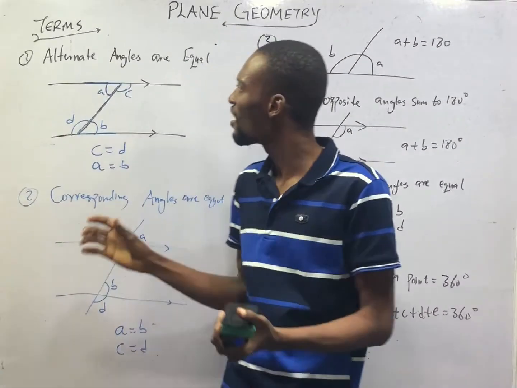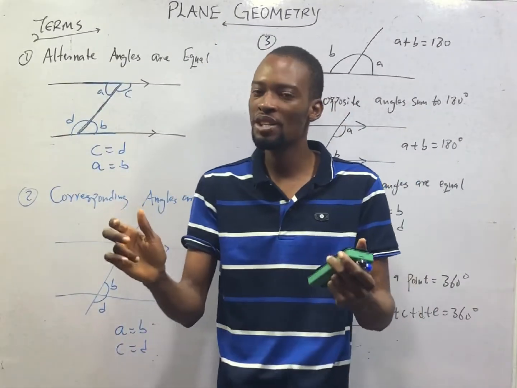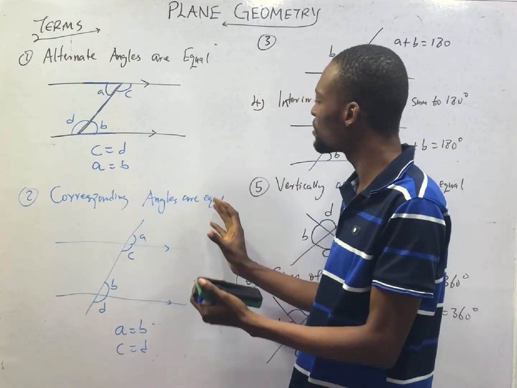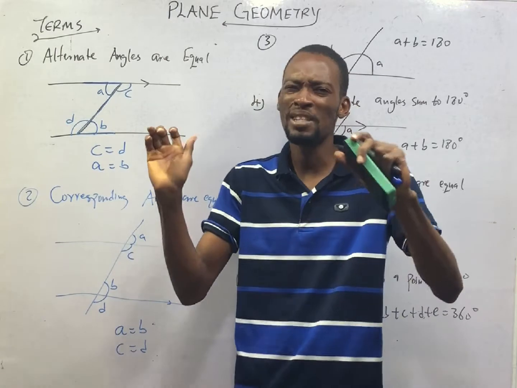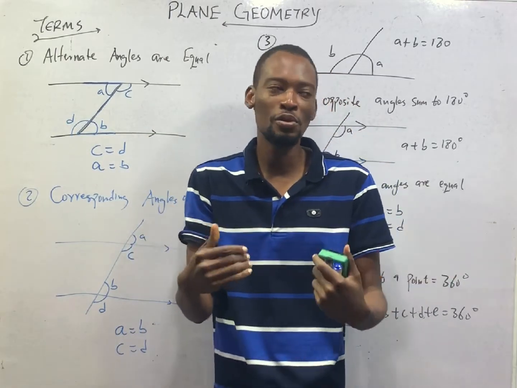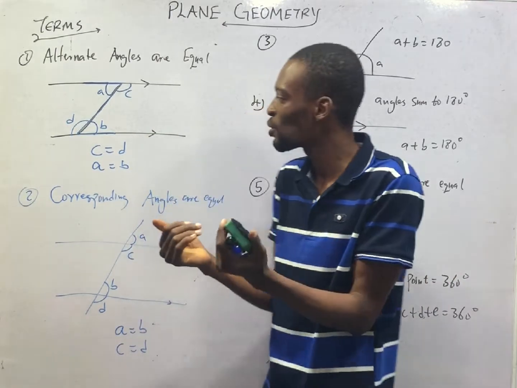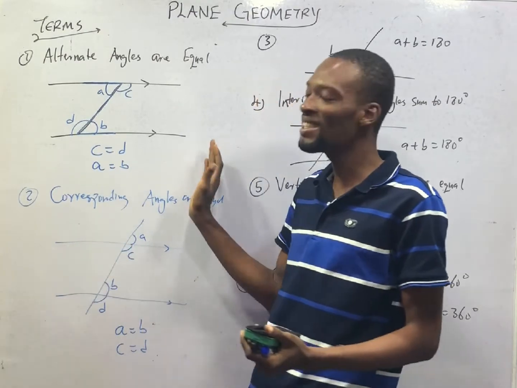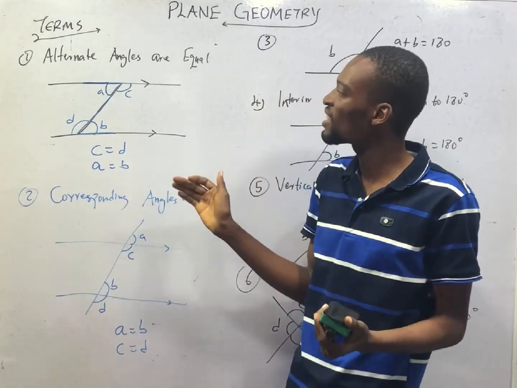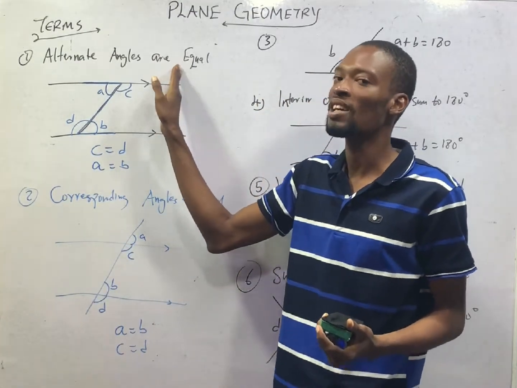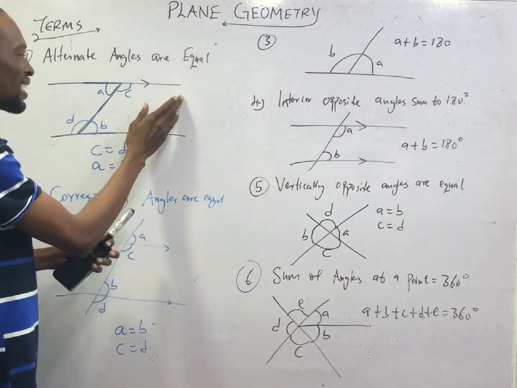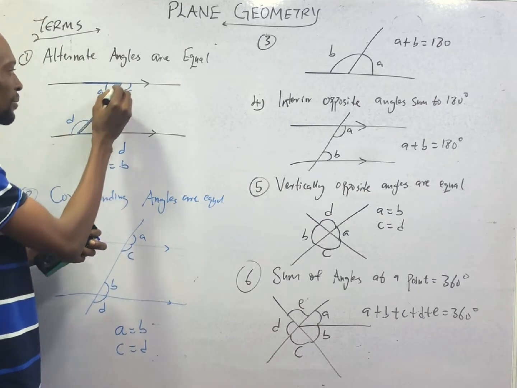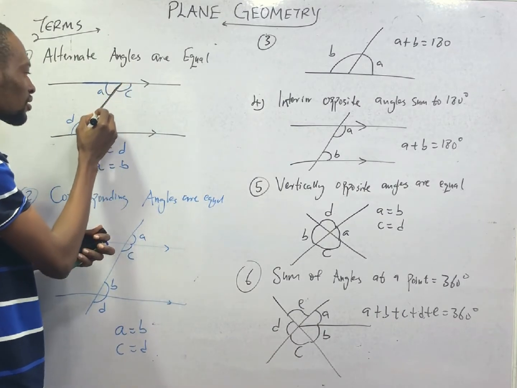So next, let's look at terms used in plane geometry. Ladies and gentlemen, as we go far in plane geometry or after plane geometry, when we are solving questions, there are terms you will keep hearing. It is good for you to familiarize yourself, to acclimatize yourself to these terms. The first one is: alternate angles are equal. If you are given two parallel lines, do you see a line crossing here like this?